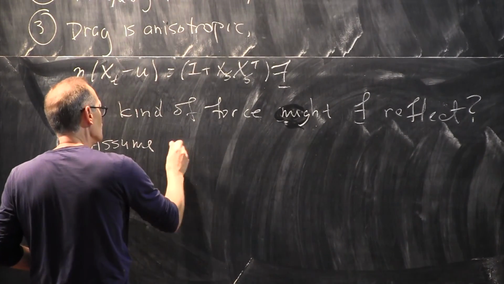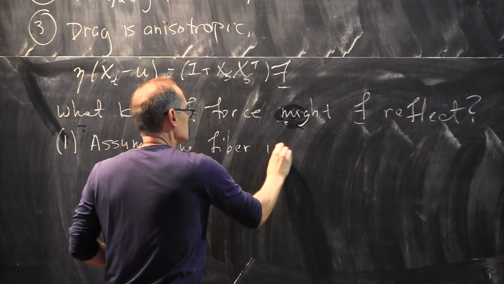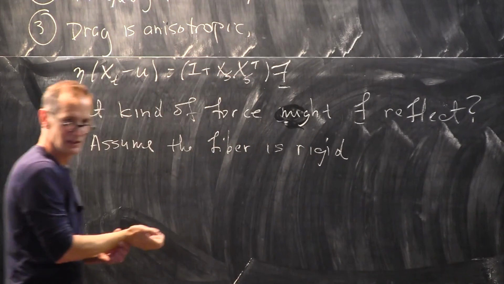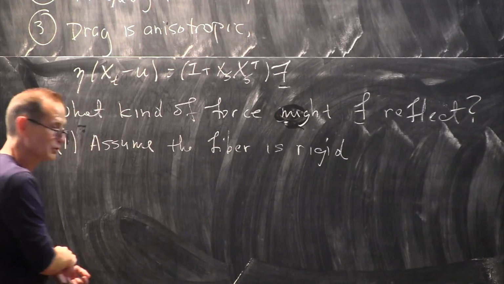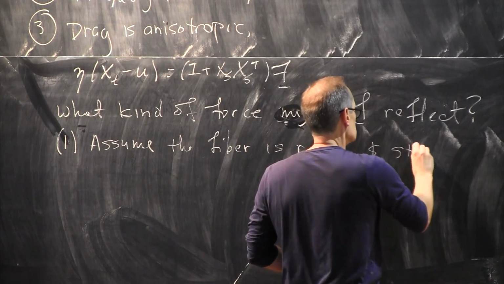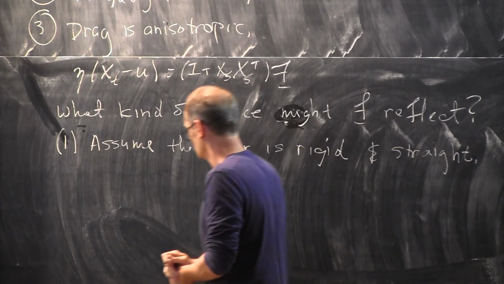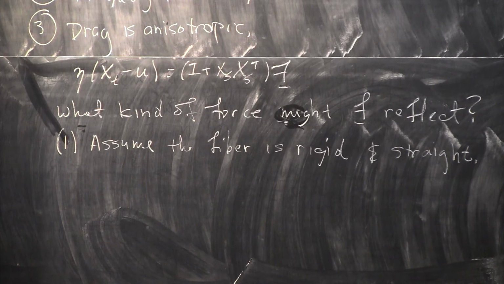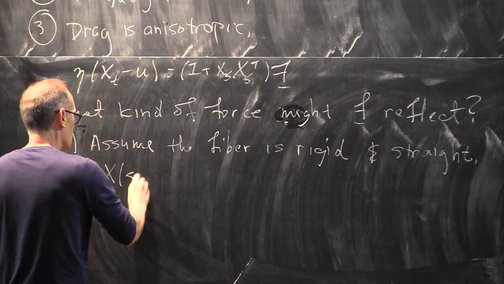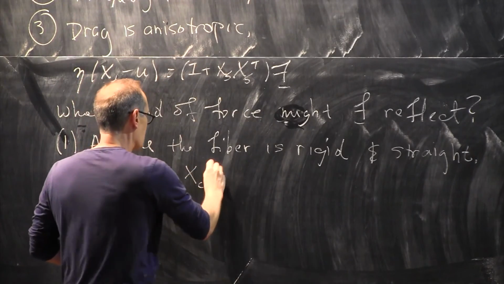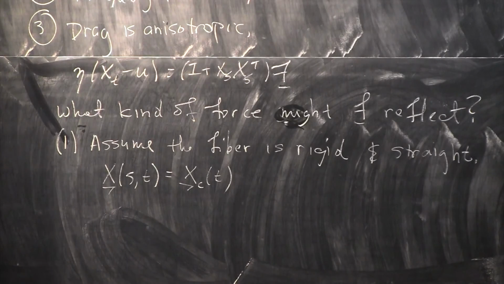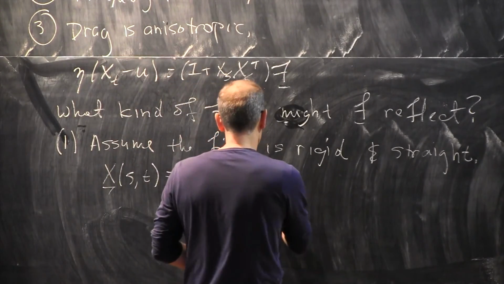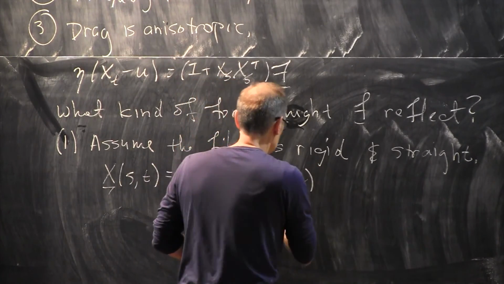Okay? So for example, let's say I assume, and this is actually a good problem to work on in your off hours, just to think about this problem. Assume the fiber is rigid and straight. So rigidity means I can write down an ansatz, a simplified ansatz for how the center line must look. So then I can always write the center line in the following form. I can write it as the center of mass position, so it's a vector indeed, plus the arc length times an orientation vector.